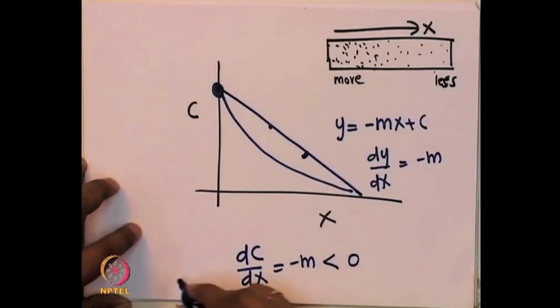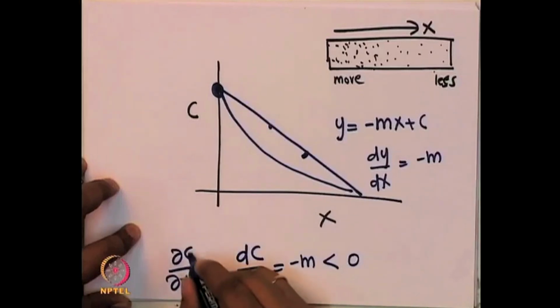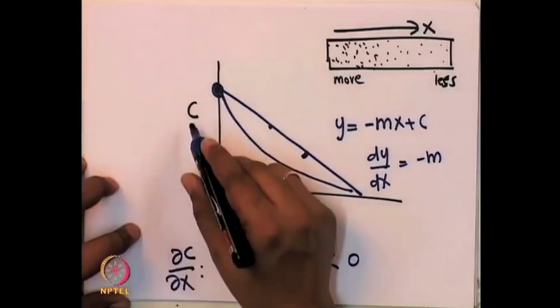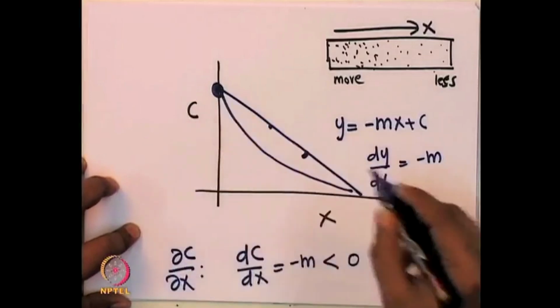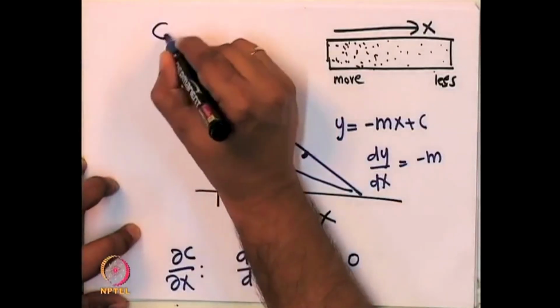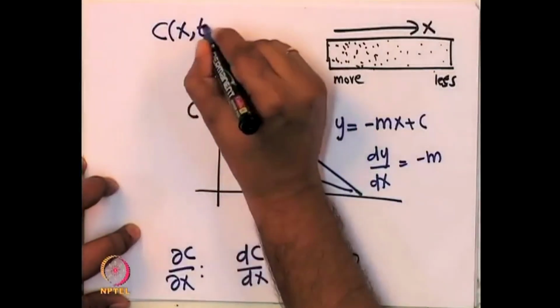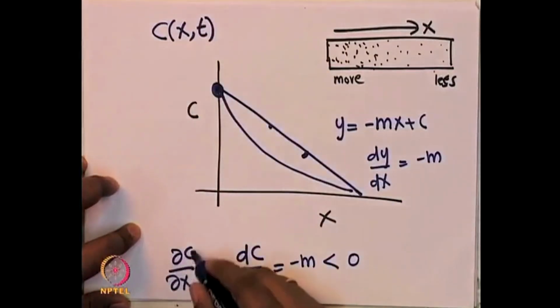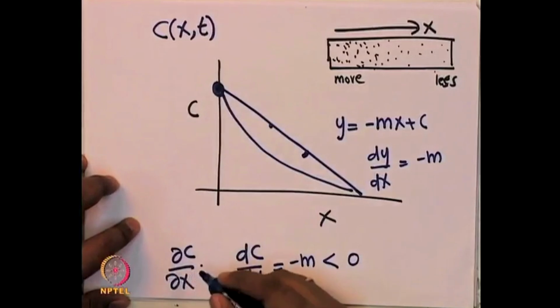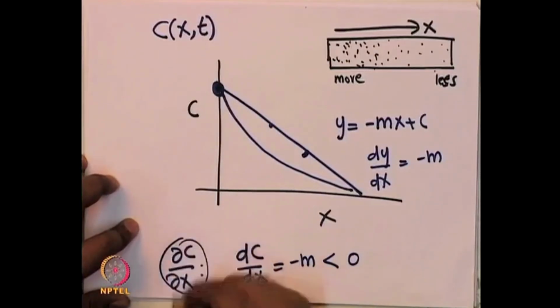As we said, we can also represent this by the partial derivative del c by del x. This also means that c, which is the concentration, can be a function of the distance, the space, and it can also be a function of time. So, if we are only finding the derivative with respect to x, it is a partial derivative, and we can represent it as del c by del x.